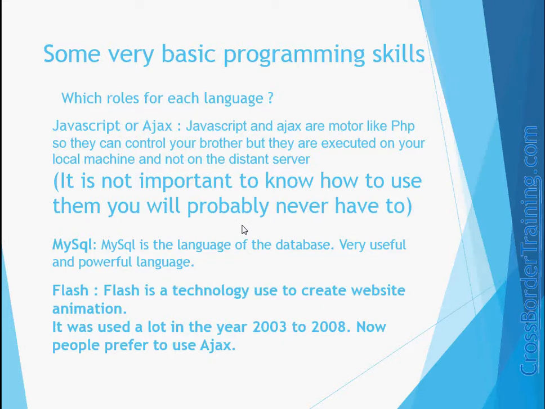As I said before, Ajax and JavaScript are also a motor like PHP that controls your browser. It's a full motor, but it's executed on the machine of the user. It's not executed on the server. It's local on your machine, which means that anyone can steal your code if you're doing a full application in JavaScript or Ajax. Anyone can see the entire code of your program, and anyone can copy it, because it's executed on the local computer of the user.